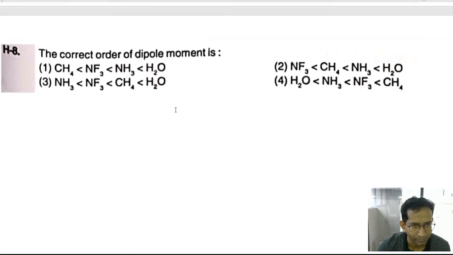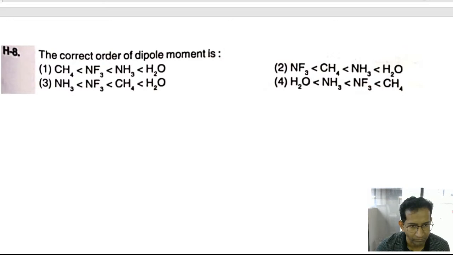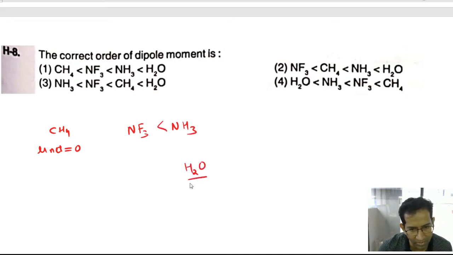Question. The correct order of dipole moment is: now you have CH4, that is non-polar at 0. Now just now we have discussed NF3 and NH3. NH3 has higher polarity, and definitely H2O is even more polar than NH3. The electronegativity of oxygen is definitely more than that of nitrogen.